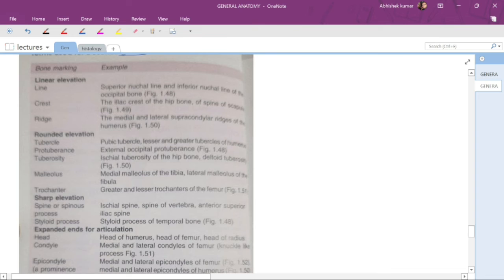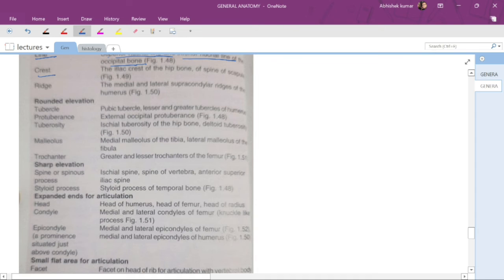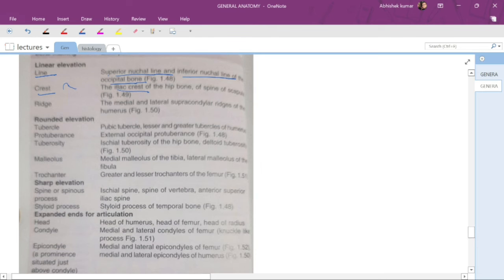So when we see bone, then we see different structures on bone. That is the structure this table is talking about. So we can see a line. Example is your superior nuchal line and inferior nuchal line on the occipital bone. That is the back of the skull. Crest. Crest is the iliac crest. It's like a mountain type of structure.